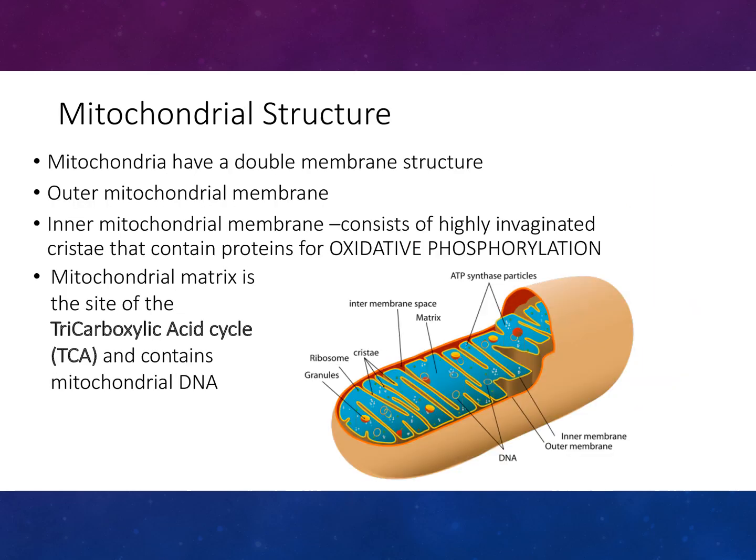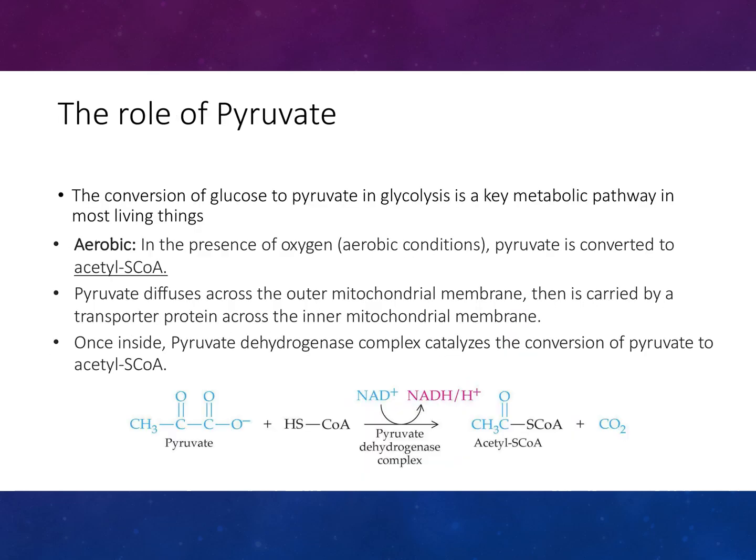They have a double membrane structure, an outer mitochondrial membrane and an inner mitochondrial membrane, which consists of highly invaginated cristae that contain proteins for oxidative phosphorylation. The mitochondrial matrix is the site of the tricarboxylic acid cycle, also known as the Krebs cycle, and contains mitochondrial DNA. The conversion of glucose to pyruvate in glycolysis is a key metabolic pathway in most living things.